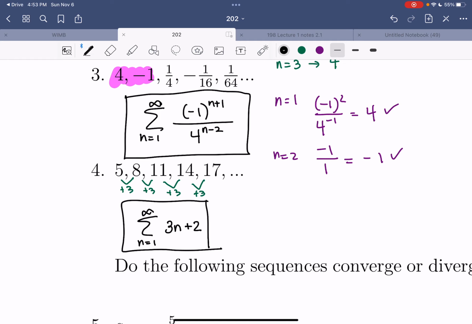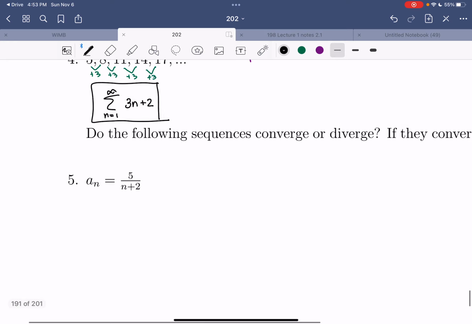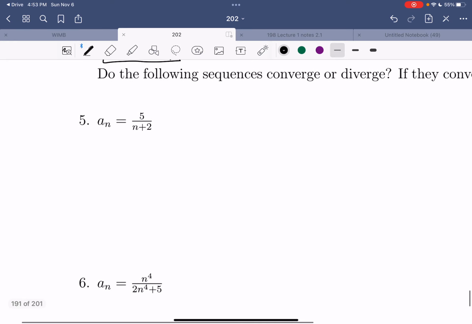writing the general form. Okay, so we need to be able to write the general form and get the values. Next, do the following sequences converge or diverge? When you're going to talk about convergence, you have to explain why you're getting your answer. Okay, so you're either using some sort of mathematical technique or you've got some rationale as to why this works. So you've got to essentially be able to prove it.